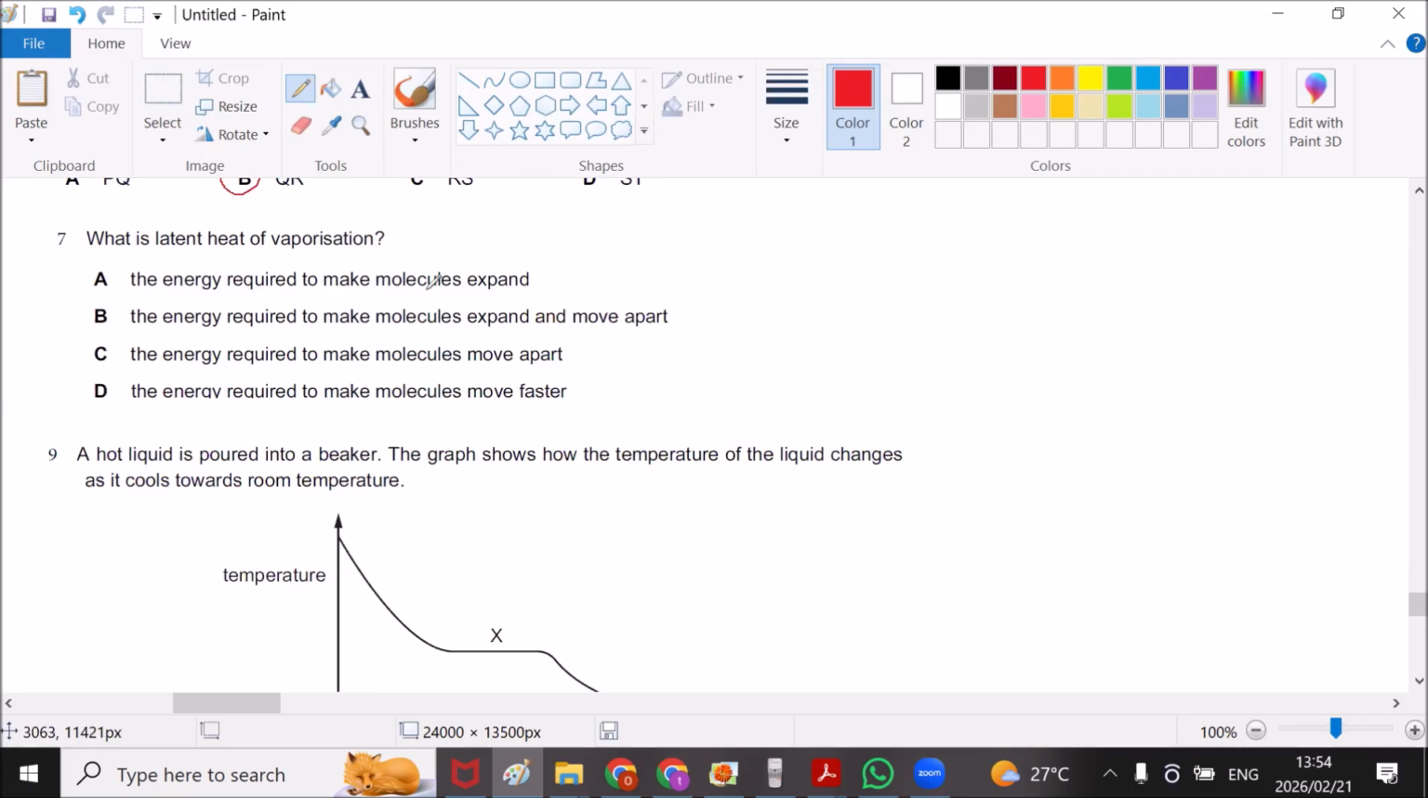What is latent heat of vaporization? The energy required to make molecules expand. The energy required to make molecules expand and move apart. The energy required to make molecules move apart. The energy required to make molecules move faster. It is the energy required to make molecules move apart.